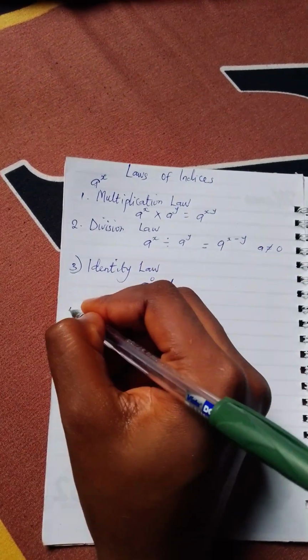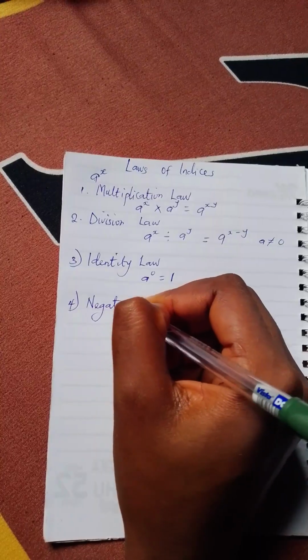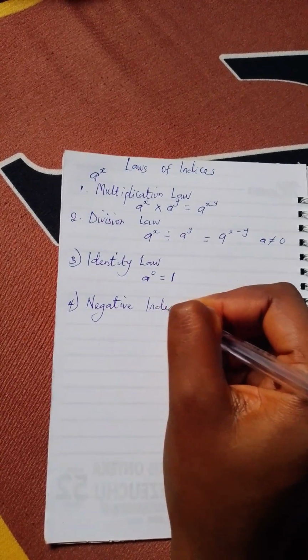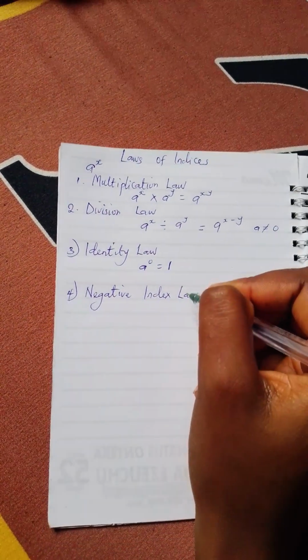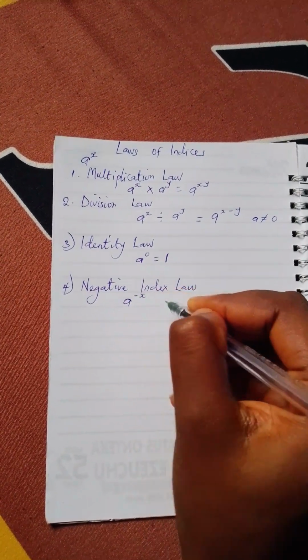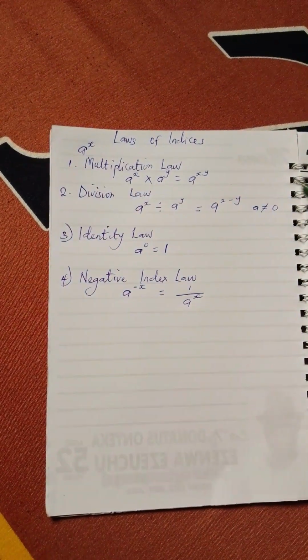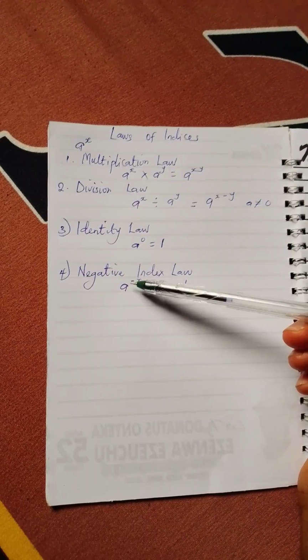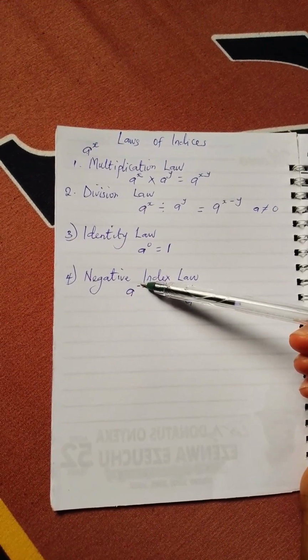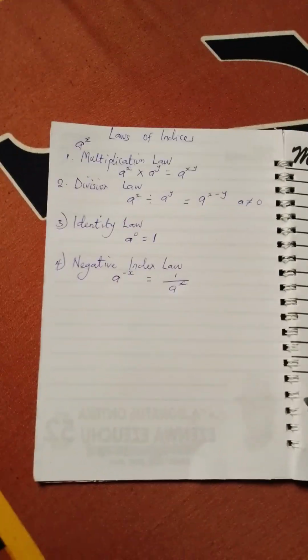Now, the next one that we have is the negative index law. Negative index law simply states that a raised to power minus x is equal to 1 over a raised to power x. So it is simply saying that when you have a number raised to the power of a negative index, you can just bring it as a base in division form.